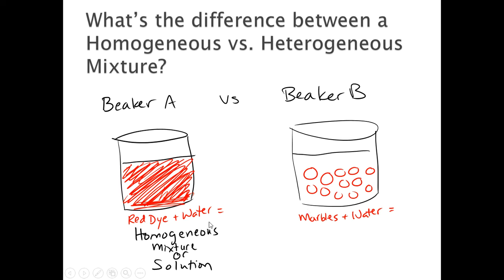Beaker A would be a homogeneous mixture. That's because homo, of course, the prefix means the same. So they look the same even though they are separate things because they're all mixed together, right? That's a solution, a homogeneous mixture. If we look at the marbles in the water, you can see them and tell them apart. They are different. That's what hetero means. It means they are separate parts. Common heterogeneous mixtures that we see are things like concrete or milk. If you even look at it under a microscope, you'll see little tiny globules of fat.